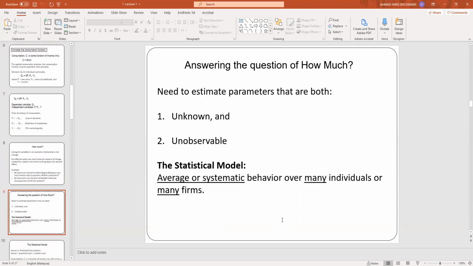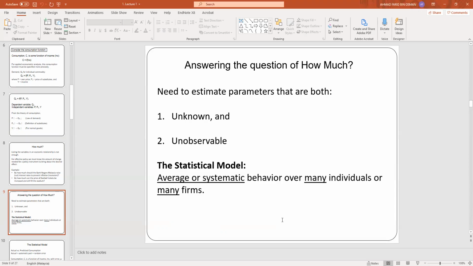So in order to answer the question of how much, we need to estimate parameters that are both unknown and unobservable. So I mean the true value of the relationship between y and x is something that is unknown. We do not know the true value, and it is also unobservable, we cannot see it. So what we need to do is estimate.